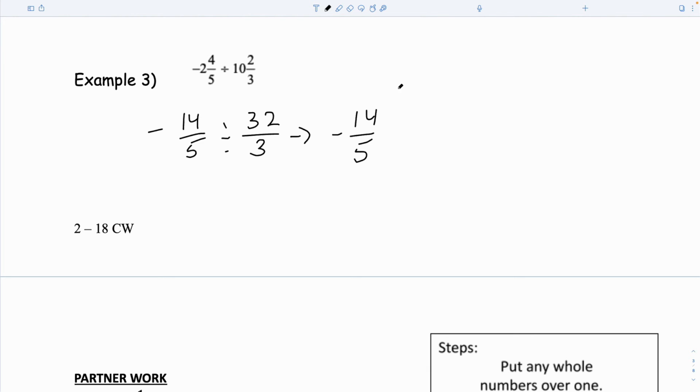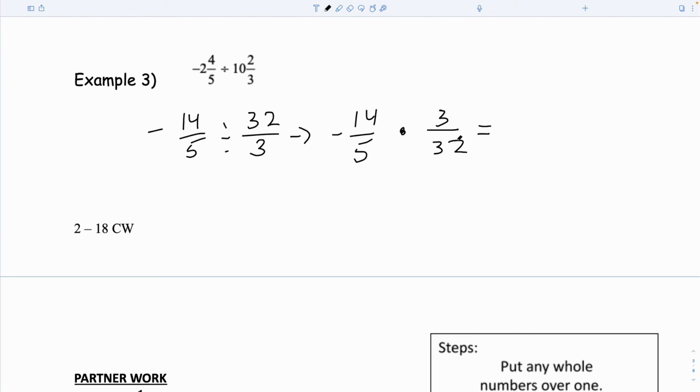Keep the first fraction, flip the second. What does 32 over 3 change into? Change the sign to what? Multiplication. Can I cross cancel the 5 with the 3? Thumb up or thumb down? Show me.